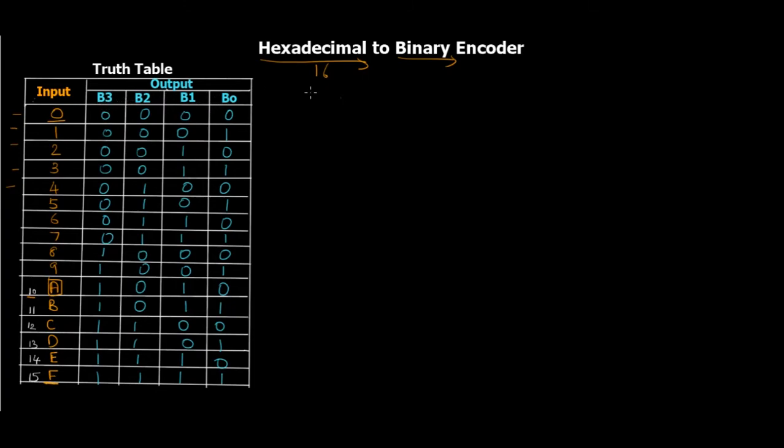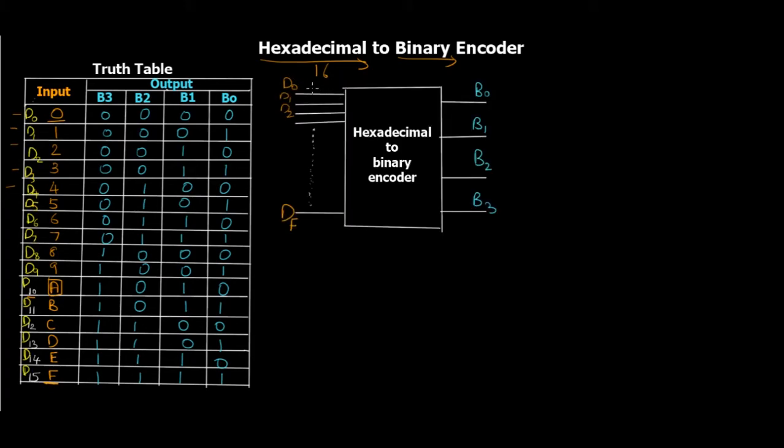Let's draw the box diagram first. As you can see on the screen, I have drawn the box diagram for a hexadecimal to binary encoder. You can see the input lines in orange on the left-hand side. These are the input lines D0 through DF. I've named each line with a D and then the number, that is D0, till D15 or DF for hexadecimal. Then we have the four output lines, B0 to B3. Now we're going to construct the entire hexadecimal to binary encoder circuit.